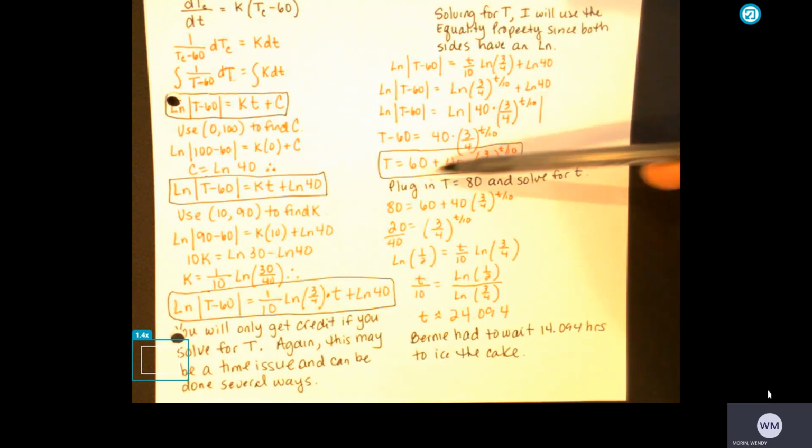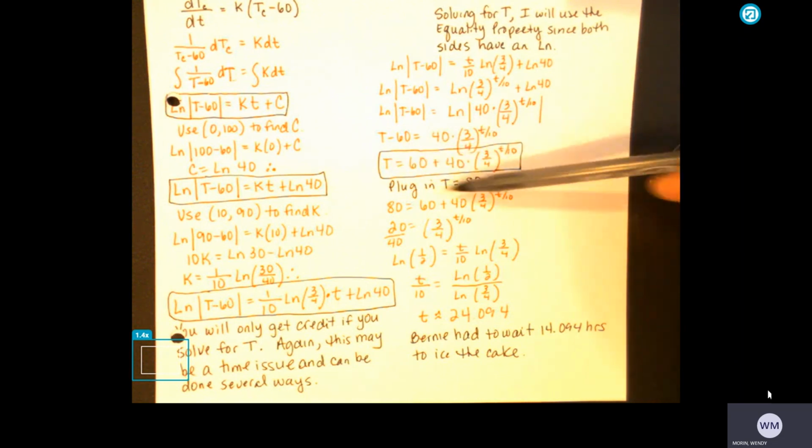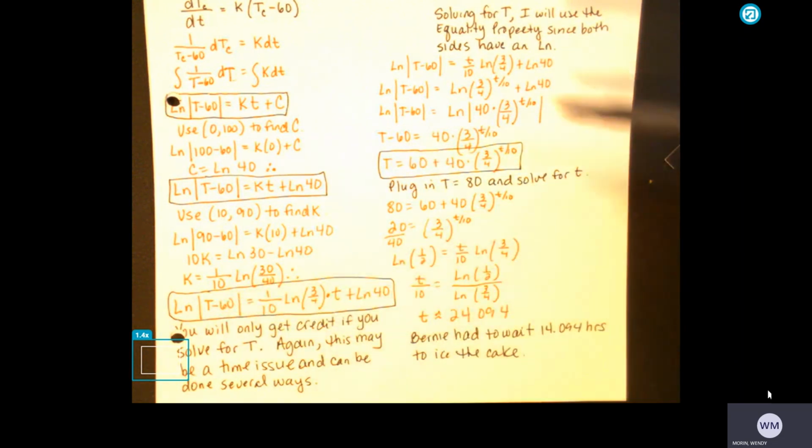Plug 80 in for T. You can do that here, or you can do it here. Either way, you're going to have to solve for lowercase t, which is time. Okay, so go ahead and copy that down. Again, pause the video, and if you have any questions and can't follow, we can go over that during the next class.